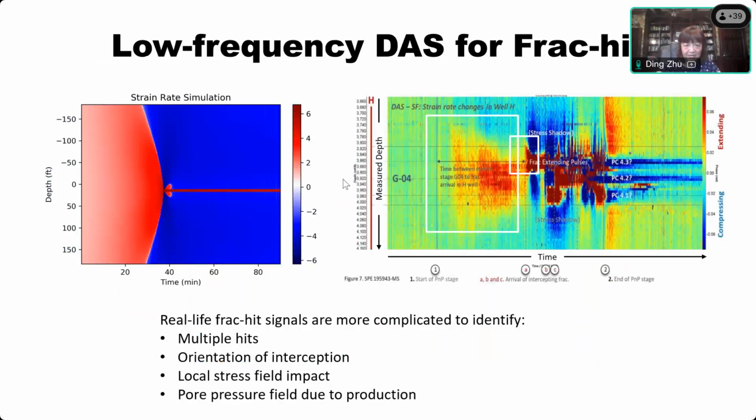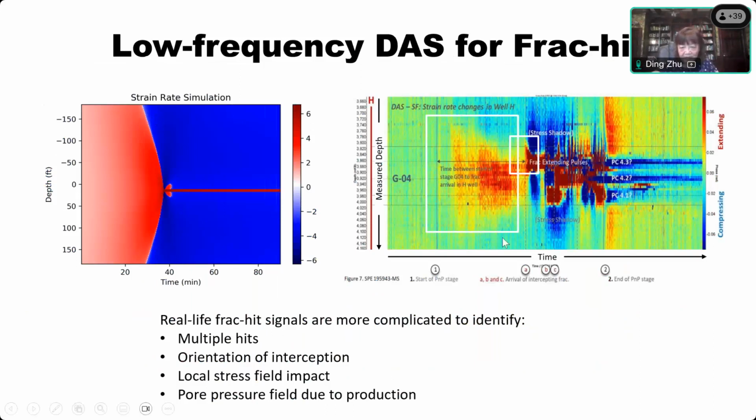I think, personal opinion, by far the most complicated interpretation would be the low frequency DUS frac hit. Theoretically, the idea is shown on the left. You would have this perfect, what a lot of people call heart-shaped, signal approaching your fiber. Once you hit the fiber, on the observation well, the fracture stops there, and then the signal starts changing color. The compression becomes tension becomes compression. This is how you identify when the fracture is propagating to the child well, to the parent well, and the fracture actually stopped there.